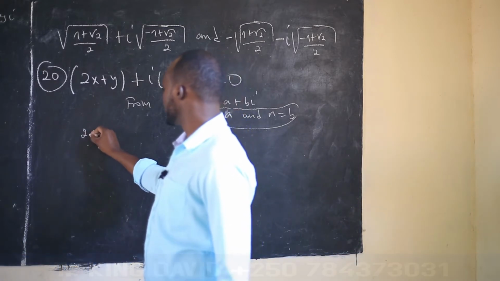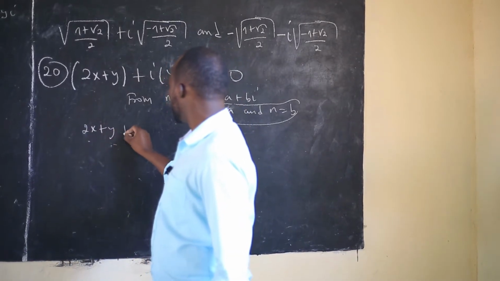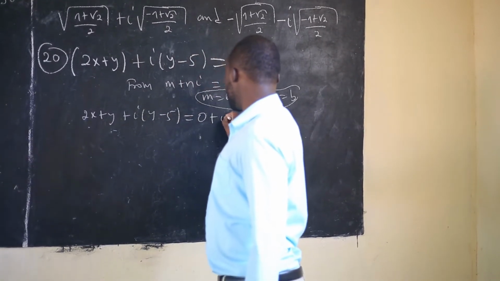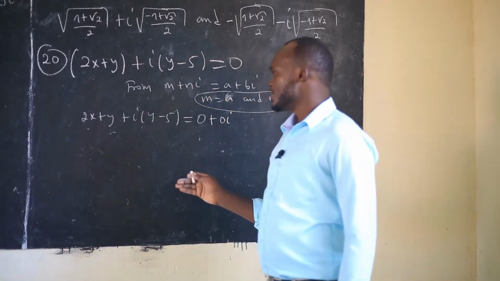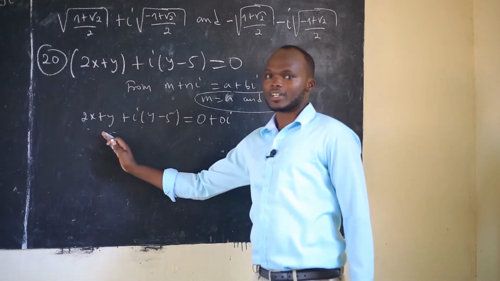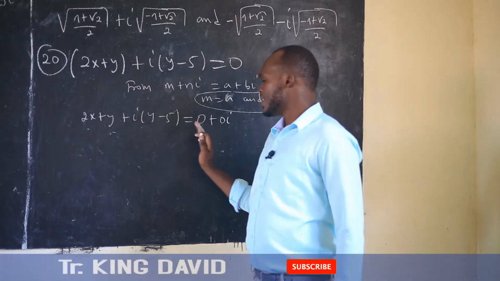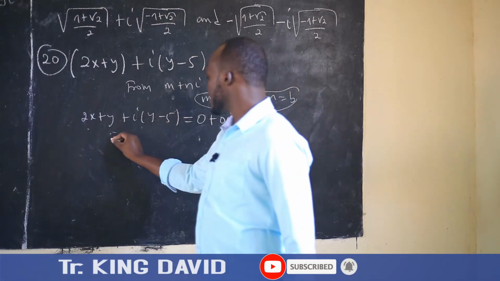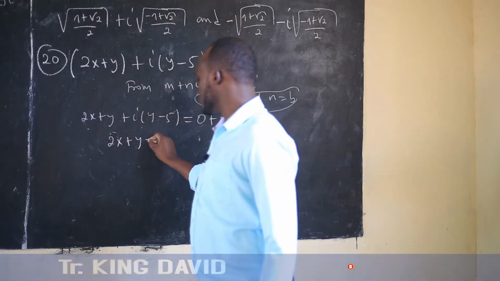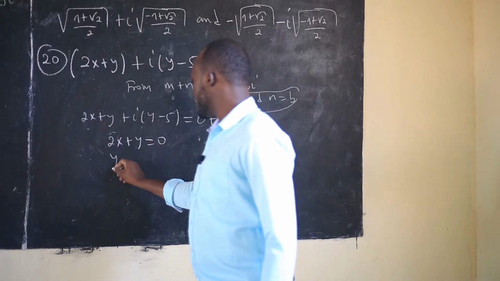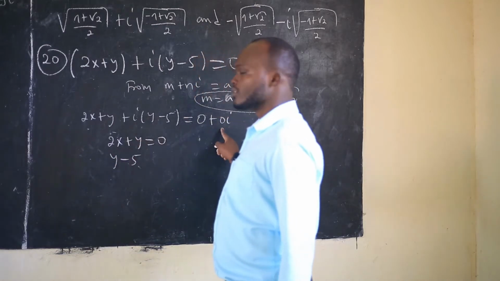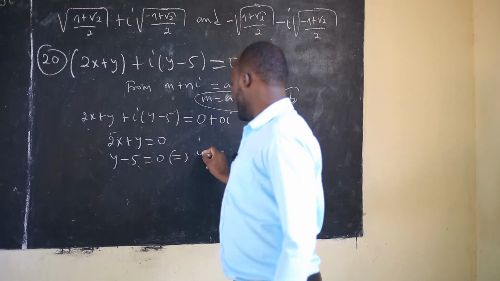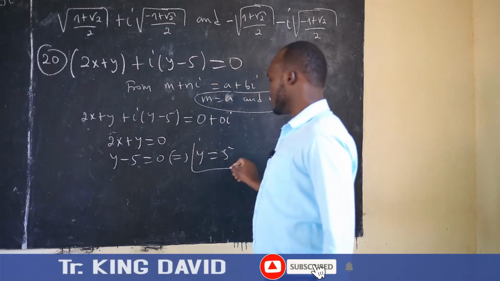This is 2x plus y plus i into bracket y minus 5 equal to 0 plus 0i, because here we have 0. So this is the complex number on the left hand side, and this is the complex number on the right hand side. So it means that 2x plus y will be equal to 0, and y minus 5, the coefficient of i, equal to the coefficient of i here, which is 0. So it implies that y will be equal to 5.